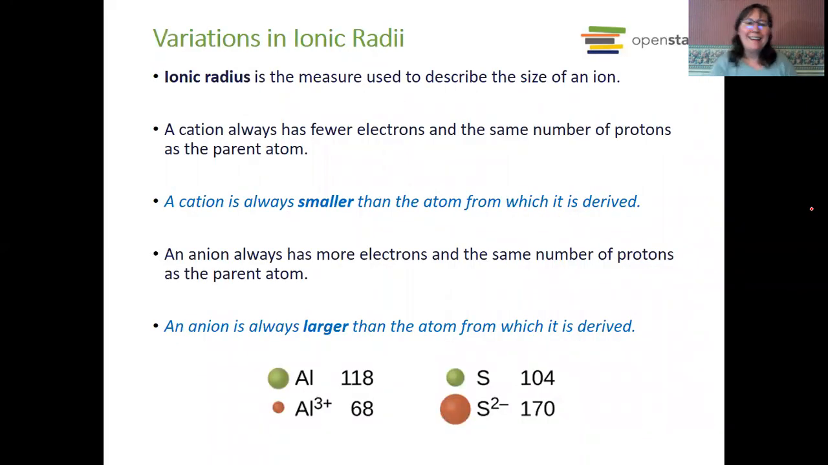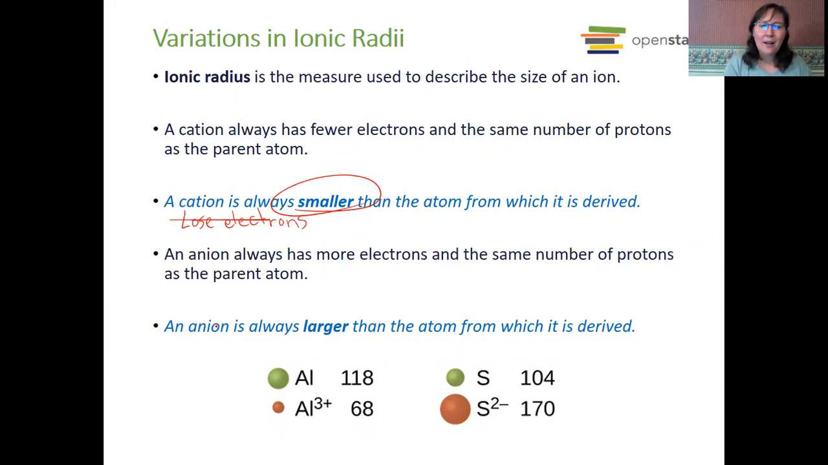Right now, ionic radius is a little bit different. So in an ionic radius, as we remove electrons, so a cation is removing electrons. So cation, remember, we're losing electrons in a cation. We're losing electrons so that we look like something with fewer electrons and fewer protons. Okay, so a cation is always smaller than the atom from which it was derived.